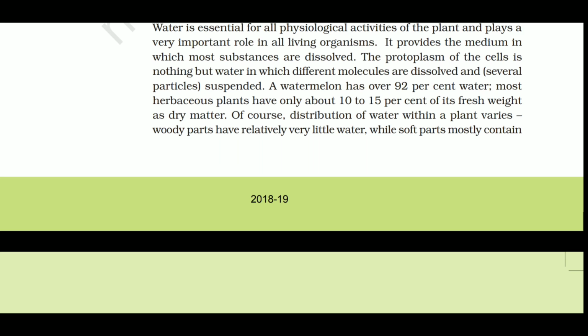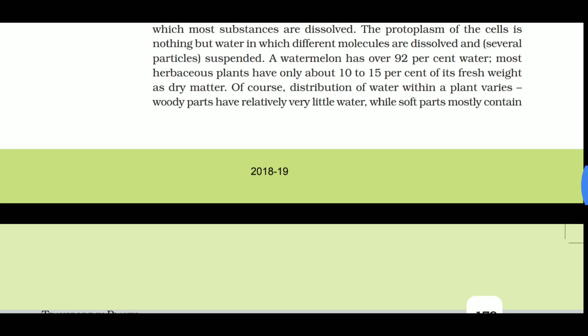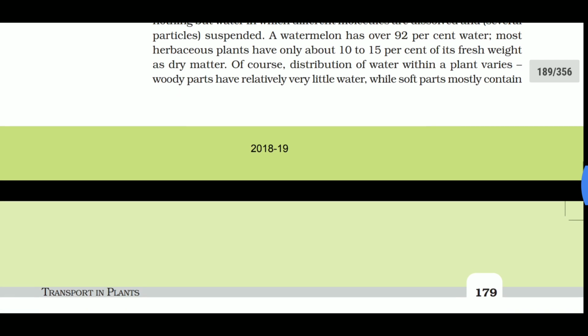The protoplasm of the cells is nothing but water in which different molecules are dissolved and several particles are suspended. A watermelon has over 92% water. Most herbaceous plants have only about 10 to 15% of fresh weight as dry matter, so the remaining around 85% will be water.